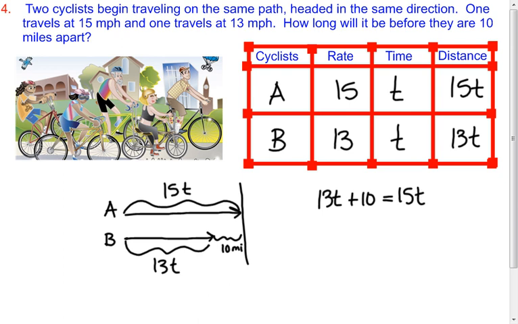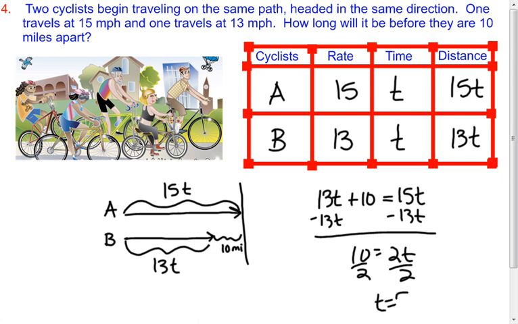Okay, and then I will subtract 13t. So 10 equals 2t, divided by 2, and t equals 5. And again, you're looking at miles per hour, so your units of time in this case would be hours. It's a long time to be on a bike. But that's what that should look like.